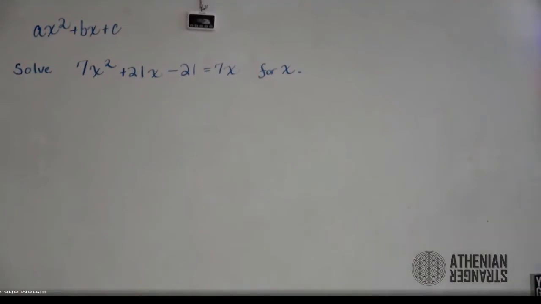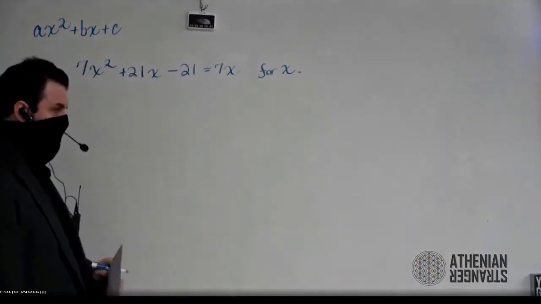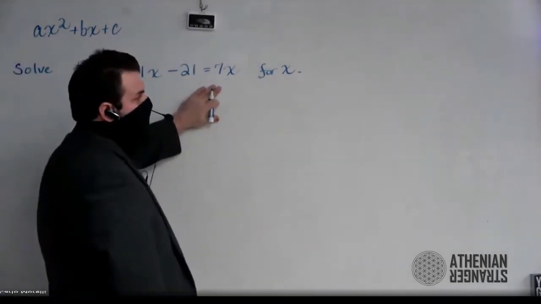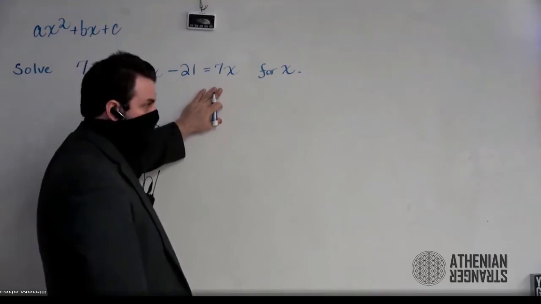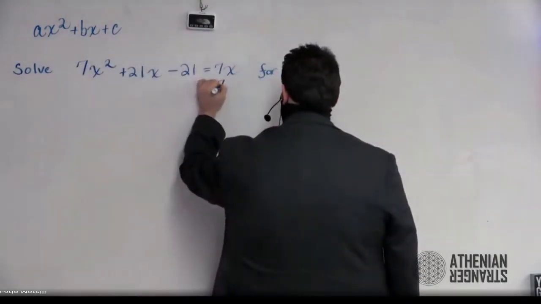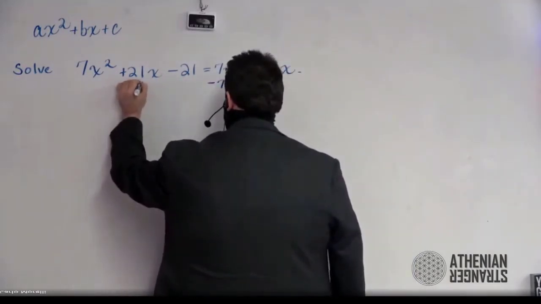We've got stuff on the right side, and we have a leading coefficient for x squared that's greater than 1, which means we're going to have to look at greatest common factor. So first of all, the right side does not equal 0, so we've got to do that first. Subtract 7x from both sides. Make sure you line this up, minus 7x.